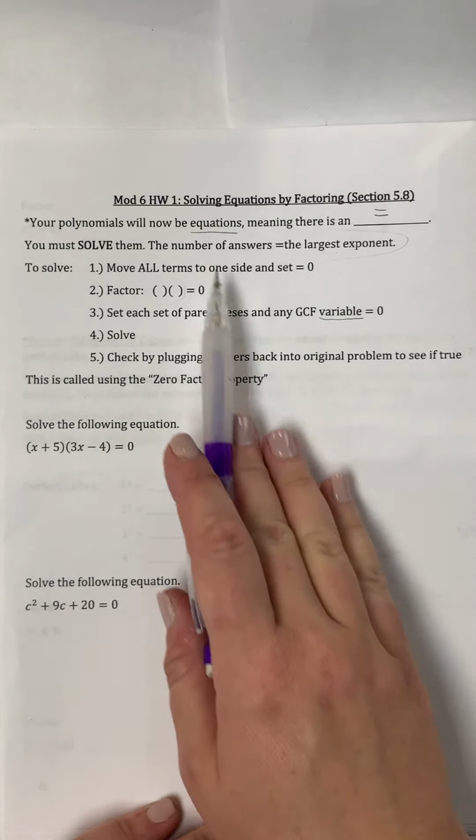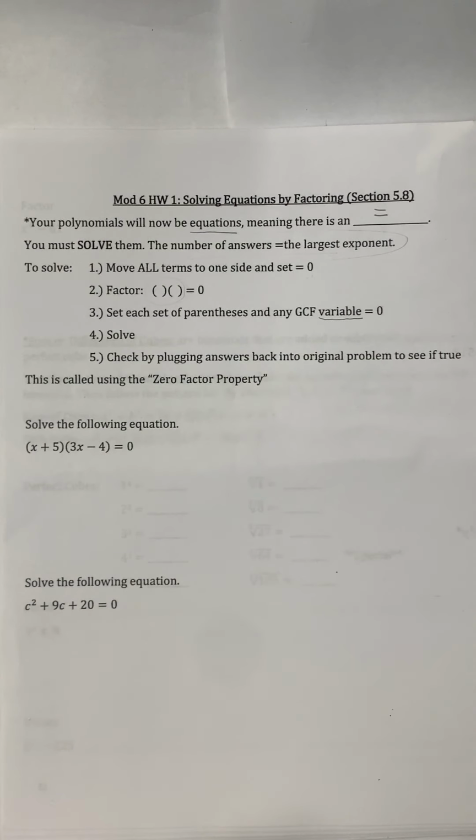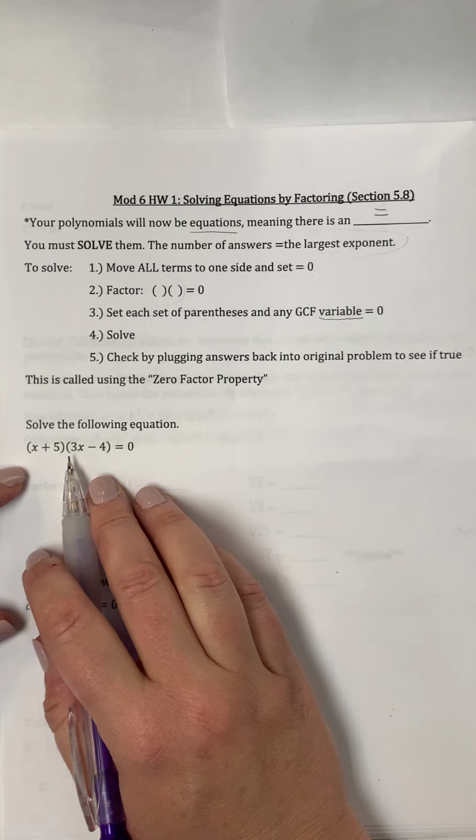Okay, this that we're doing when we set it equal to 0 and solve is called the zero factor property, just so you kind of have an idea of what we're doing there. All right, so here we go. We're going to try this first one.